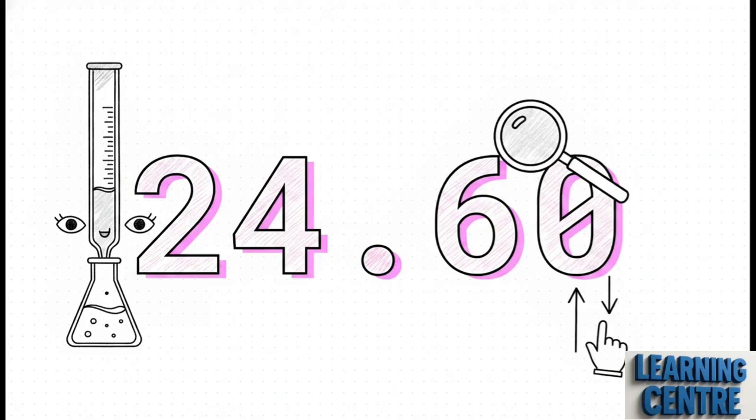Now, keep in mind, burettes actually increase downwards. And the strict rule here, especially for colorless solutions, is that you must get your eyes perfectly level with the liquid and read the bottom of that curve, the meniscus, and always read to exactly 2 decimal places.